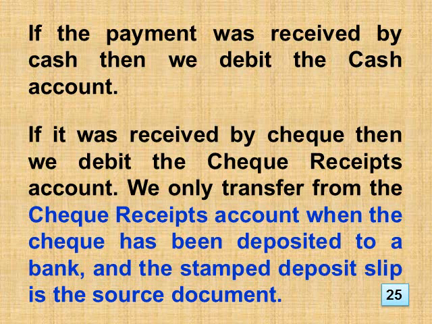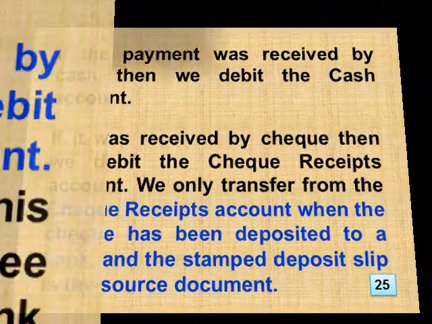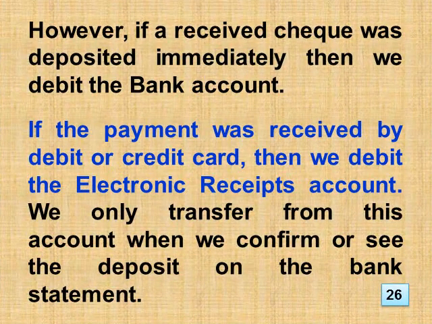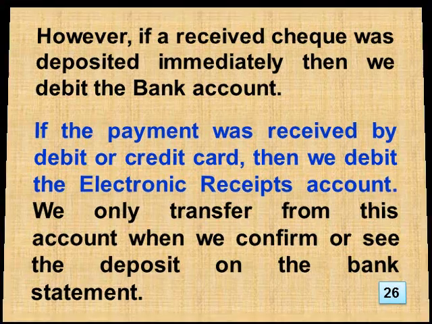We only transfer from the check receipts account when the check has been deposited to a bank, and the stamped deposit slip is the source document. However, if a received check was deposited immediately, then we debit the bank account. If the payment was received by debit or credit card, then we debit the electronic receipts account. We only transfer from this account when we confirm or see the deposit on the bank statement.